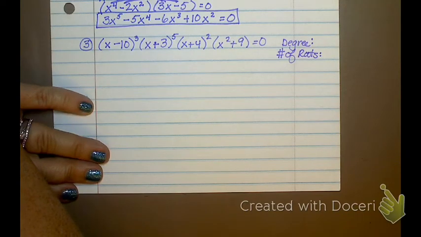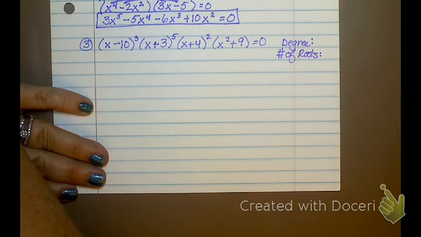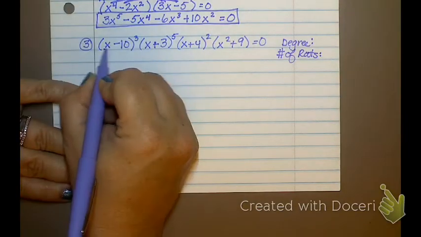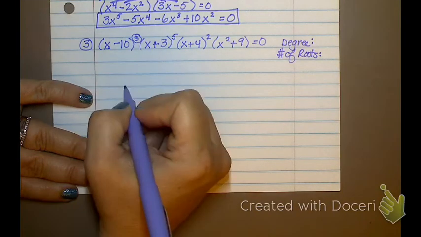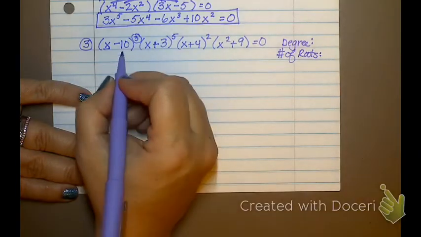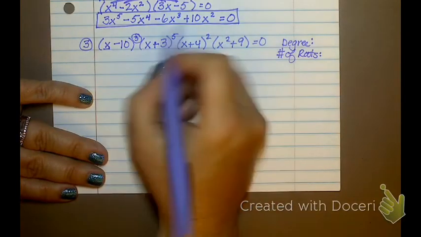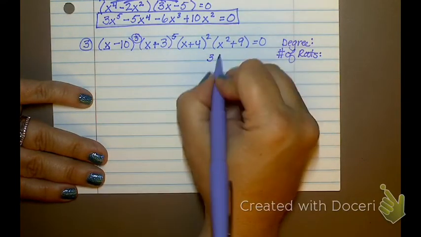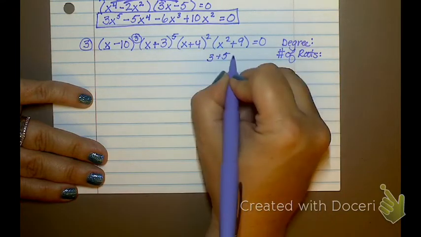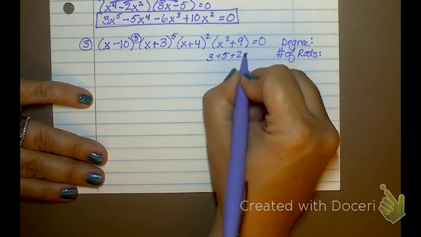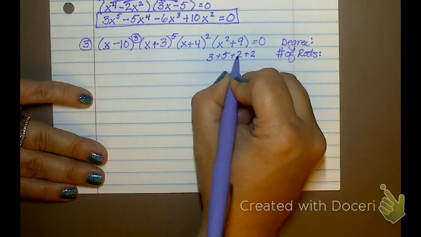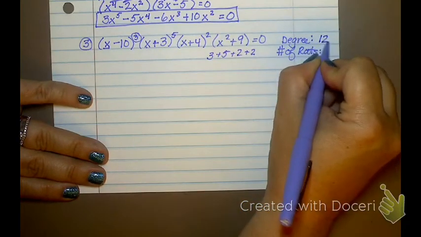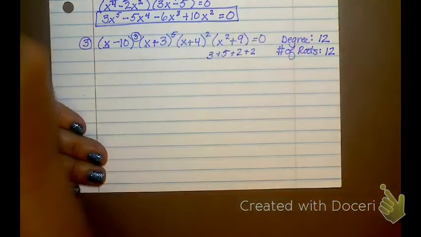What would you think the degree would be here? Let's see. I have x, but I have 3 of them, so that's a 3, right? So 3. How many do I have here? 5. How many here? 2. And then another 2. So 3 and 5 are 8, 9, 10, 11, 12. So I have a 12th degree, which means there will be 12 answers.